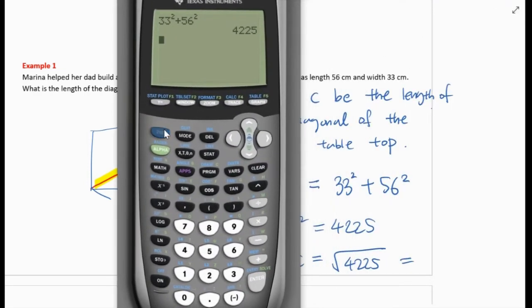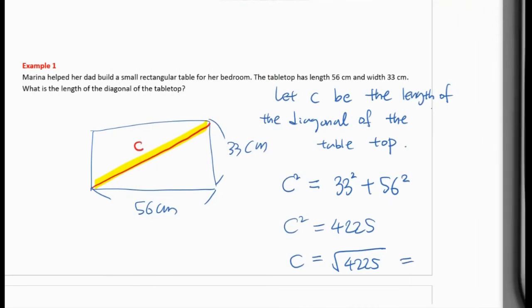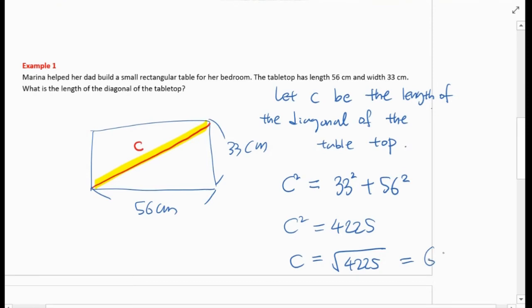Then the square root of 4,225, sorry, is 65 centimeter. So the answer is 65.